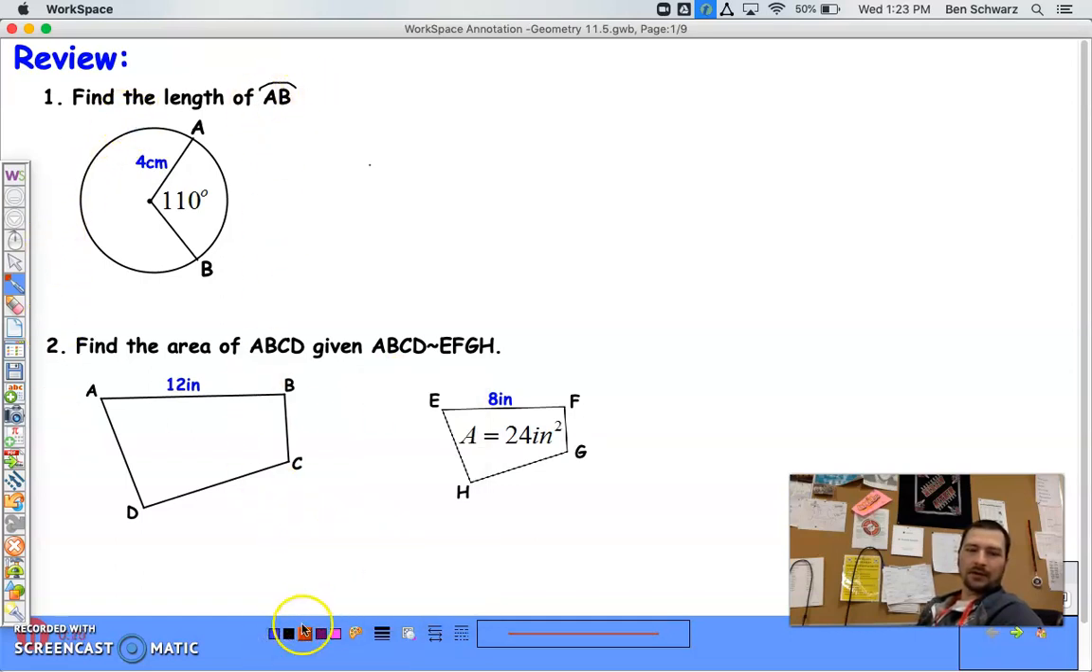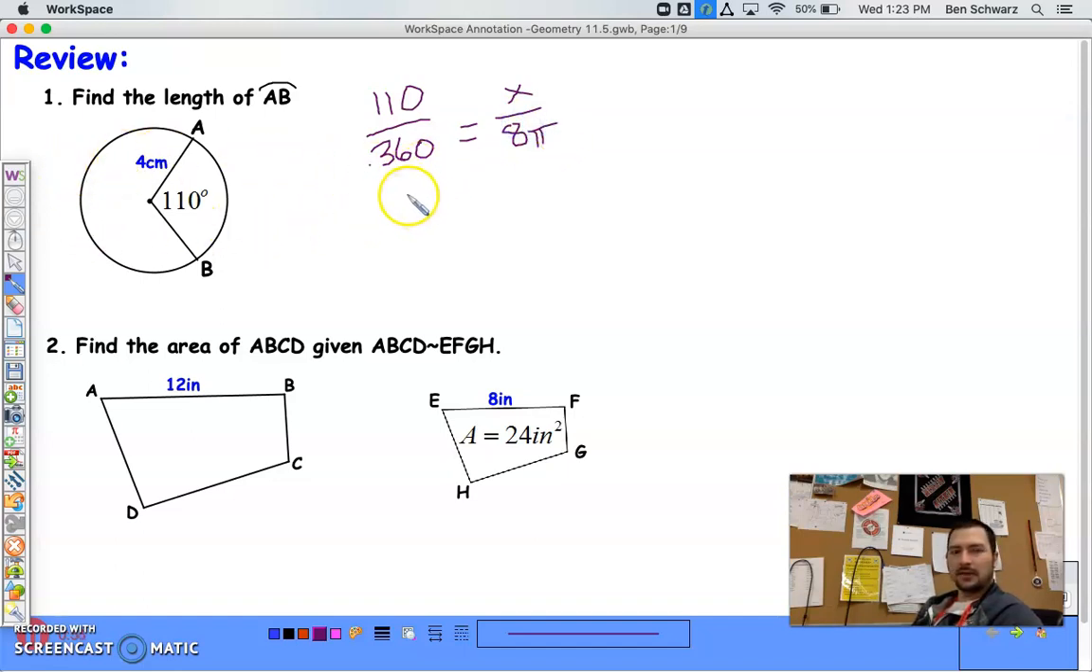To do that, I want to use purple today. I like to set up a proportion the best. So if we think about it, we want the length of AB. Well, we got 110 out of 360 degrees here. And then we want to find what portion of the circumference we have on top. So the whole circumference would go on the bottom, which remember is pi d. So diameter is 8. We'd get 8 pi.